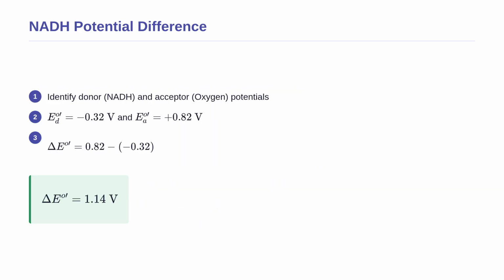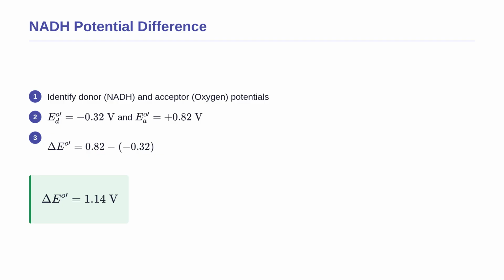Let us apply this formula to a concrete example, the oxidation of NADH. We are given that the standard reduction potential for the NAD+ to NADH half reaction is negative 0.32 volts. For the oxygen to water half reaction, it is positive 0.82 volts.